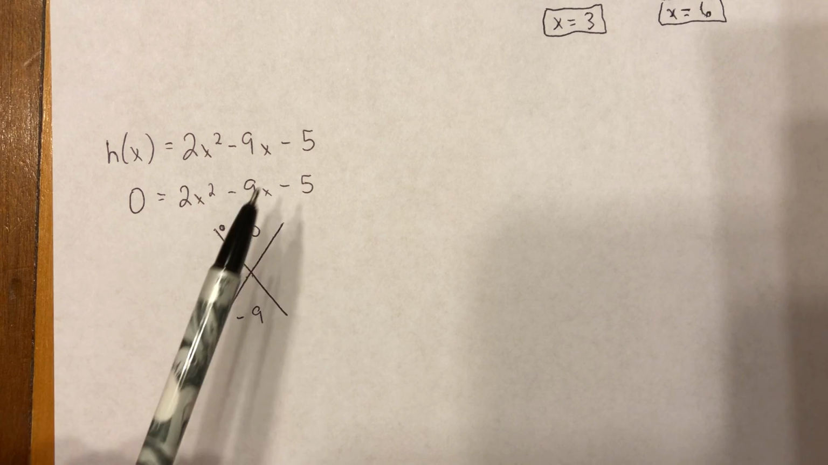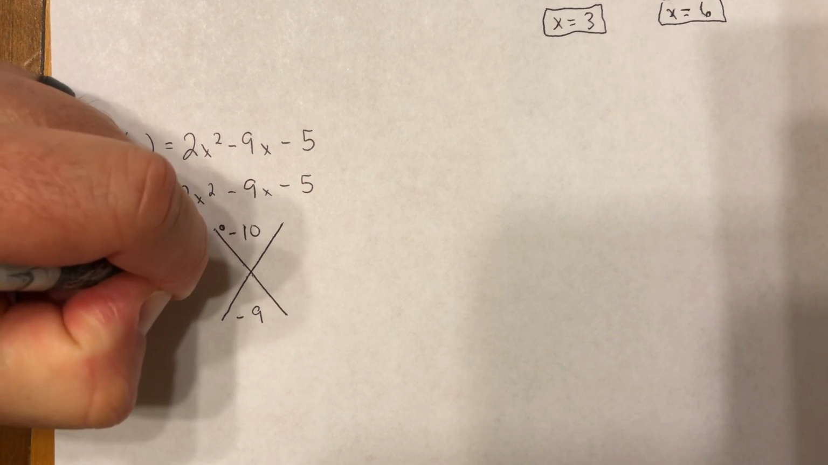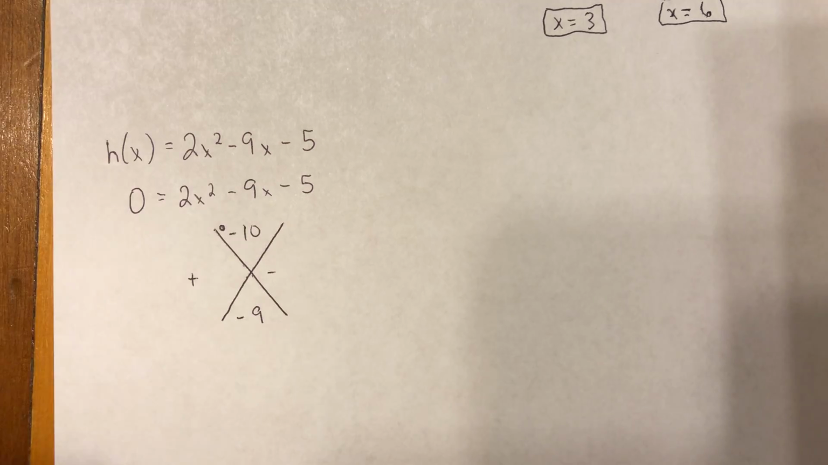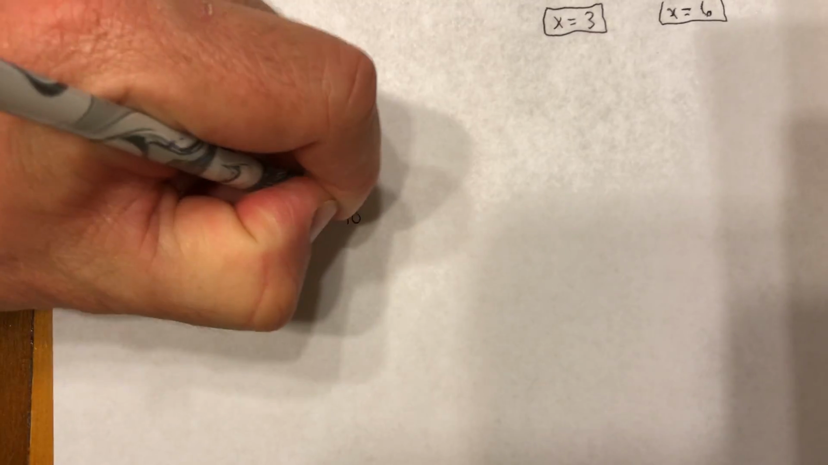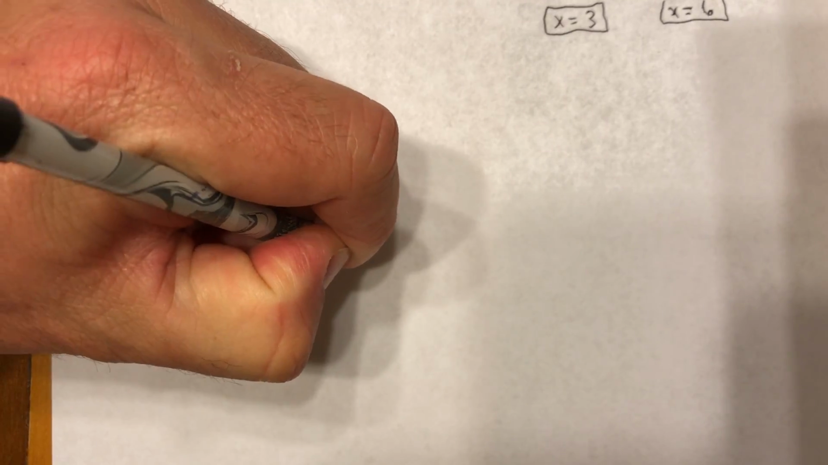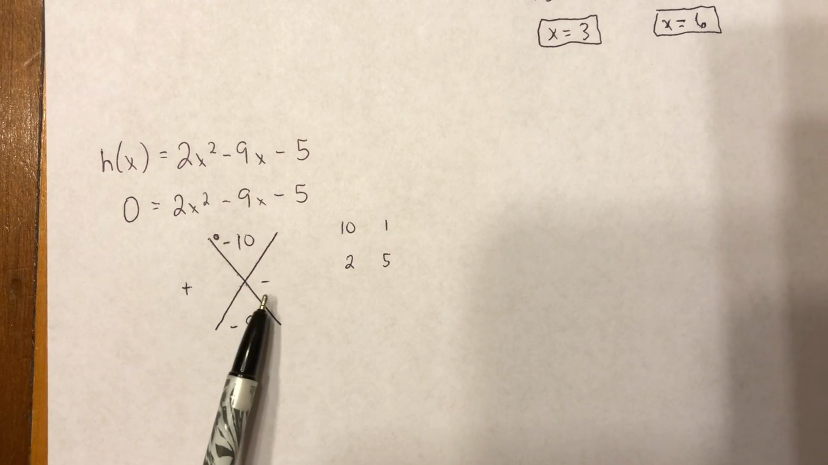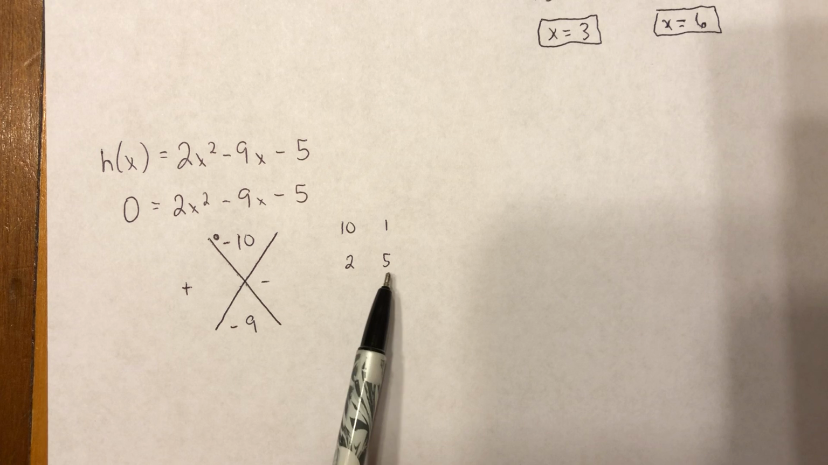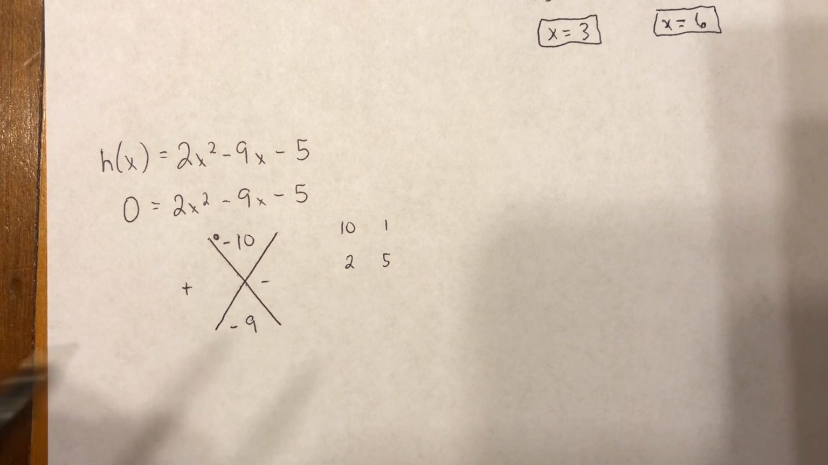All right, looking at the back of my quadratic, I have a minus. The only way to make that happen is if we take a positive times a negative. All right, and then I want to think of all the factors that make 10. Well, there's 10 and 1, and there's 2 and 5. And in this case, I want them to subtract to make 9. Well, 5 minus 2 is 3, 10 minus 1 is 9.